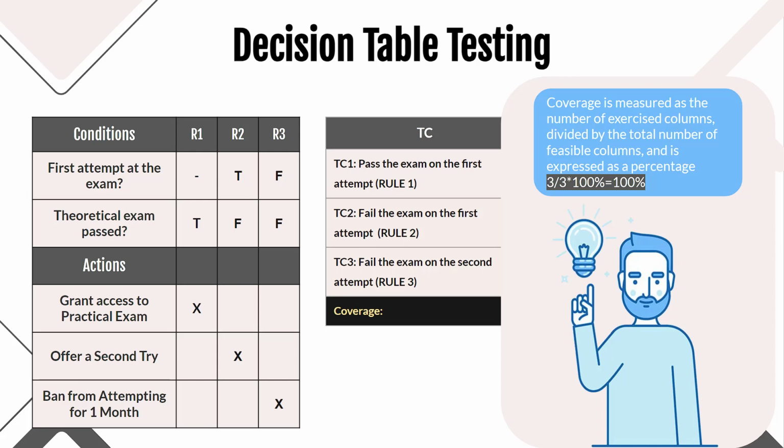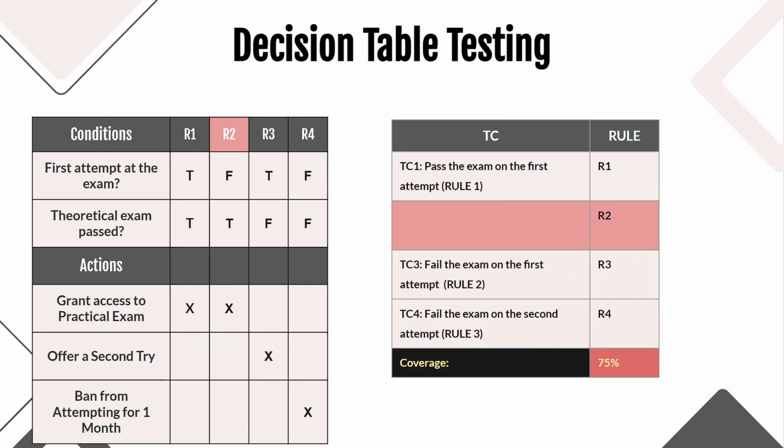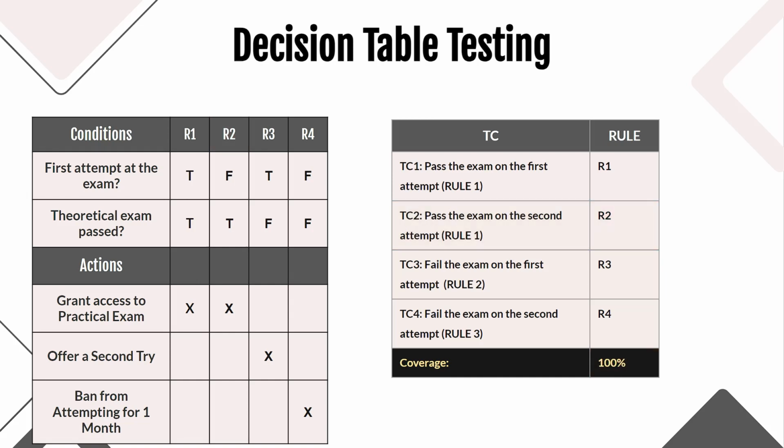If we did not simplify the table, then we would have 4 columns and 4 rules. Accordingly, with 3 tests, we would achieve only 75% coverage. The second column would need an additional test. Pass the exam on the second attempt. This is why the tables are simplified, to cover more conditions and actions with fewer tests.